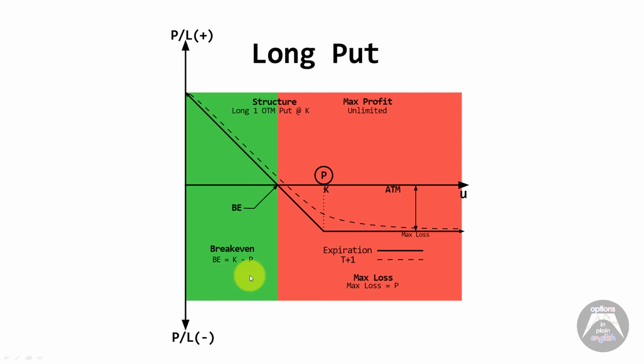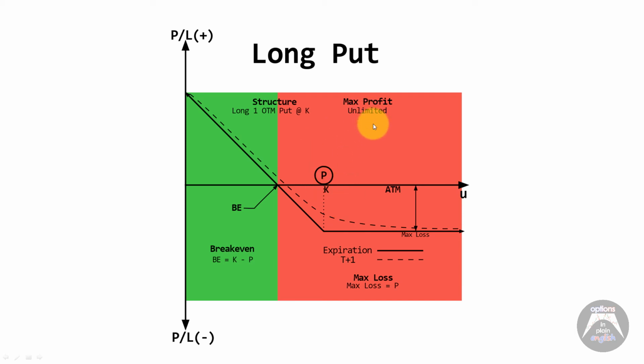So if we look at this, we have the structure for this trade, which is going to be buying, so being long one contract of an out of the money put. Later on, we're going to see what out of the money means, but basically for puts, it means a strike price that is below where the underlying is currently trading. So it is buying a put at a strike price of K, and that's the structure. It's a very simple structure, just buying a put.